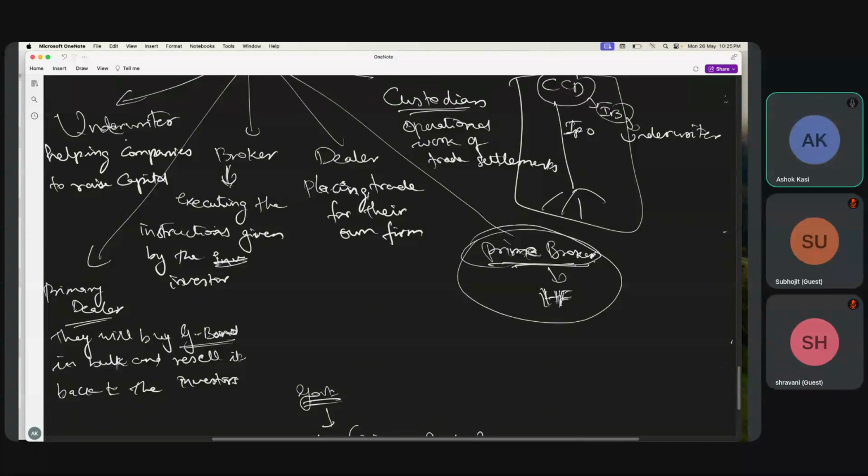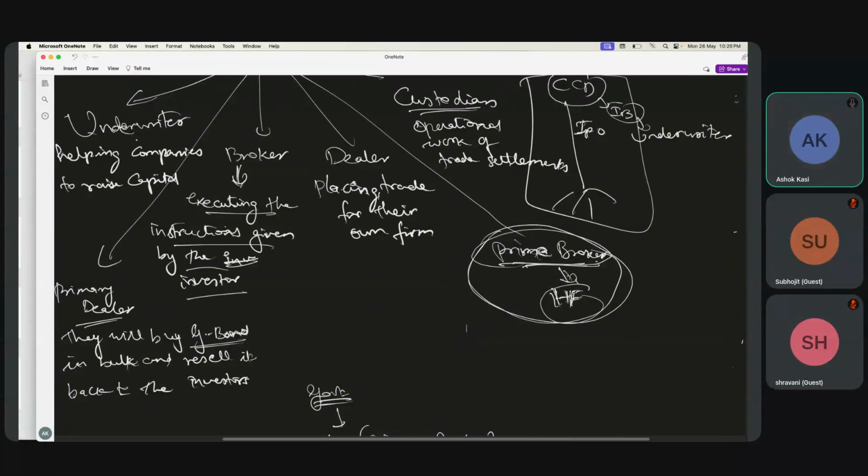So they are doing the job of a broker plus beyond that, because a broker's job is just to execute the instructions given by the investor. But here they are not only doing that, they are helping them in settlements, they are helping them in arranging for money if they are falling short of cash. If they are doing short selling, they are arranging for a proper settlement. So that's why they are working exclusively with hedge funds. If a hedge fund needs to borrow money also, this prime broker will help them to borrow money. Okay, so that is prime broker.